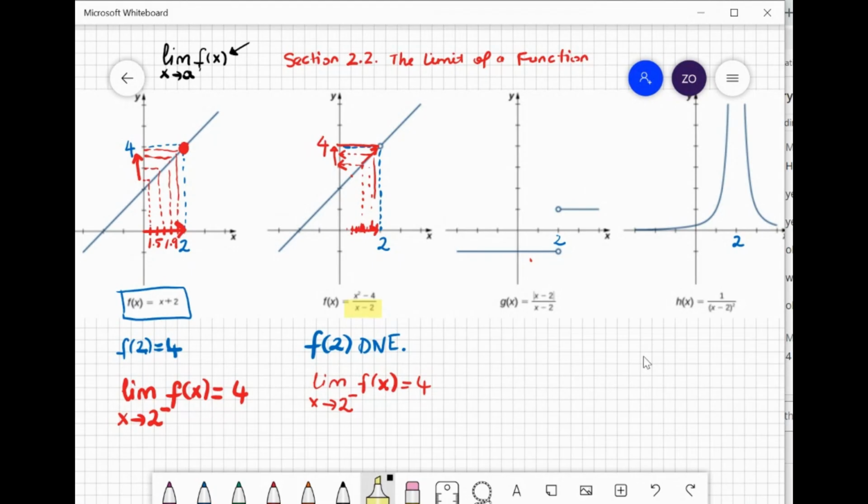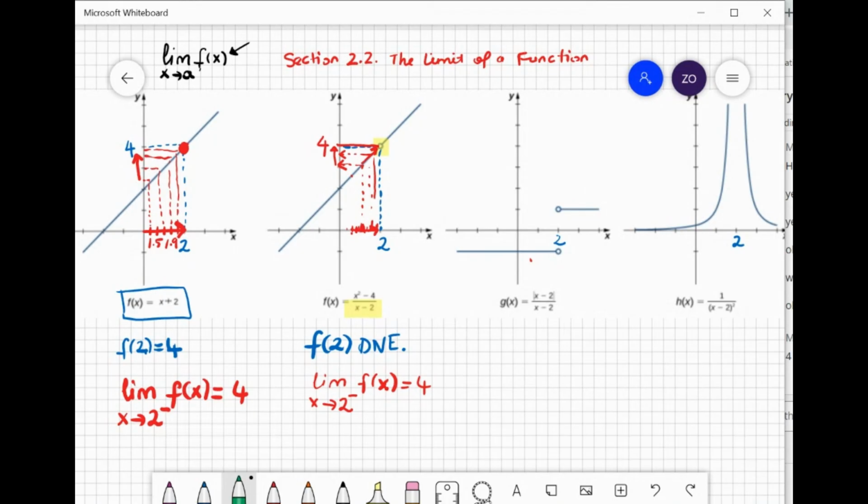So this is what is expressed with this equation with limits: the limit of this function, when the x values are getting closer to 2 from smaller values, equals 4. Although f of 2 is not defined, although it doesn't exist, we can still talk about the nearby values.